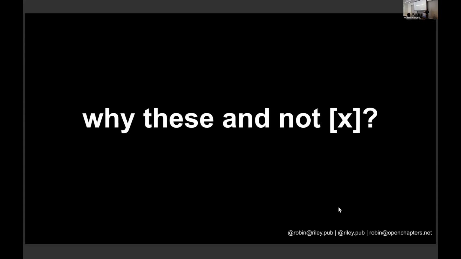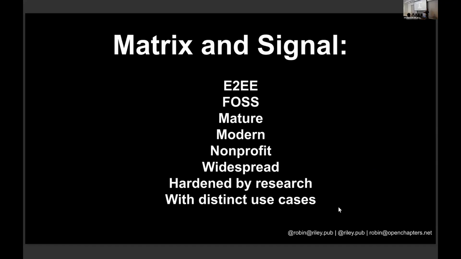Every time I talk about these, somebody's like, well, why not XMPP or Germ or whatever? There are so many out there. Why these? Because both of these tools offer end-to-end encryption. Both of these tools are fundamentally free and open source software. They're mature. They've been around for at least a decade each, which matters.